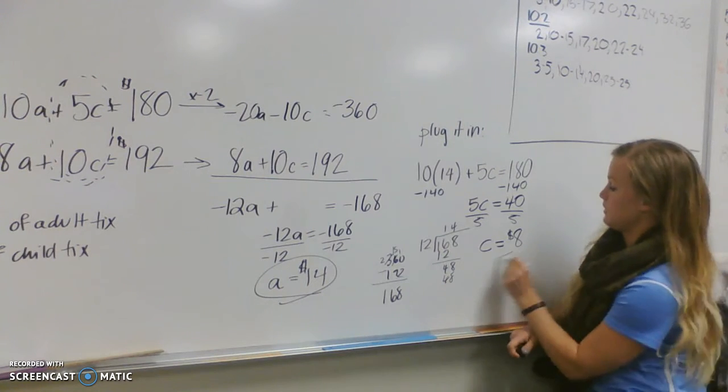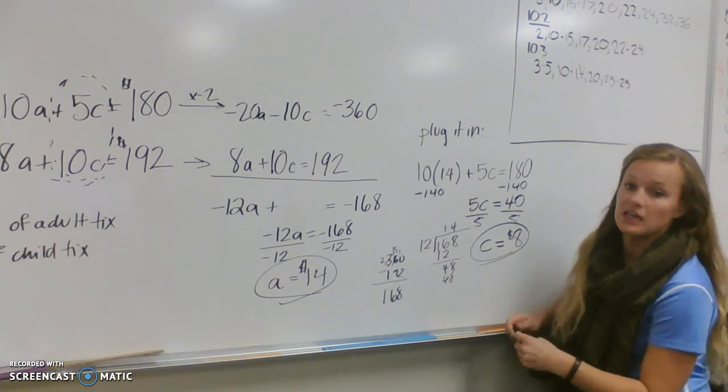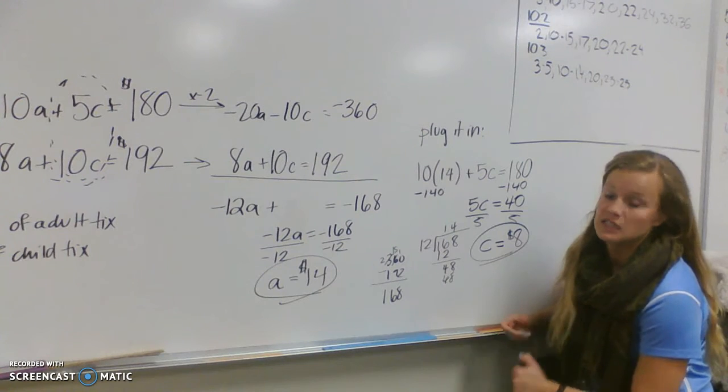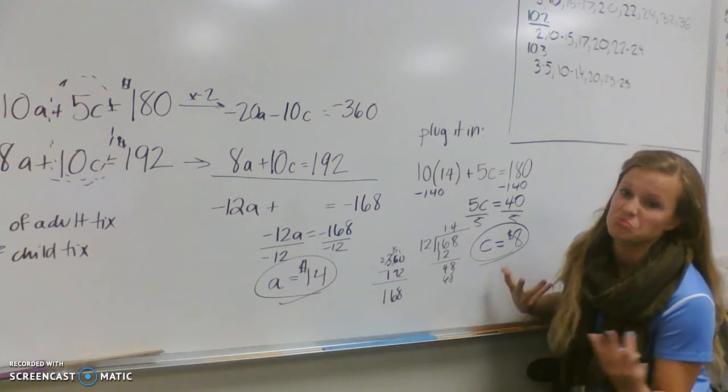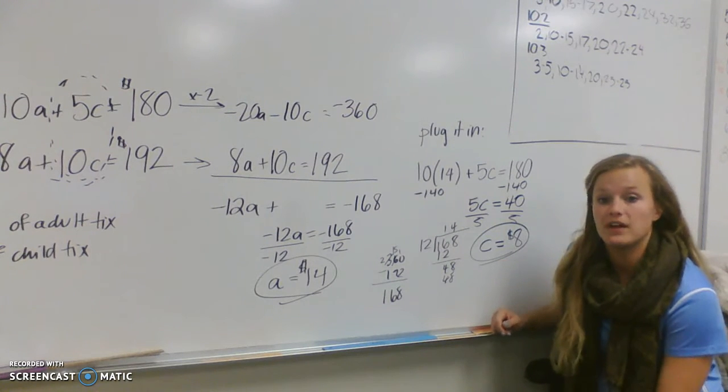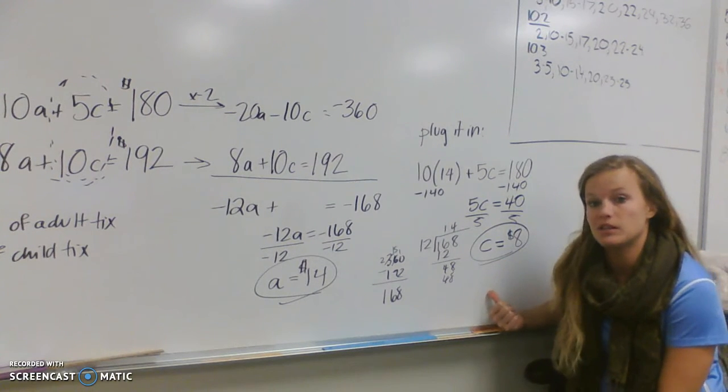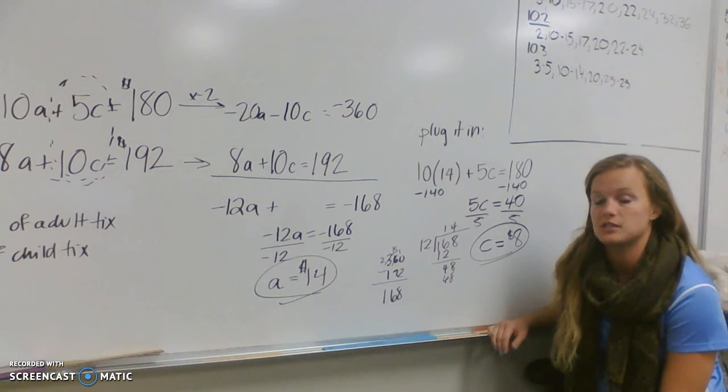Now we can check our math to see if that makes sense. Does it make sense for an adult ticket to cost $14 and a child ticket to cost $8? I don't know what that is, but child is typically less, and that's not a totally outrageous amount to expect to pay.